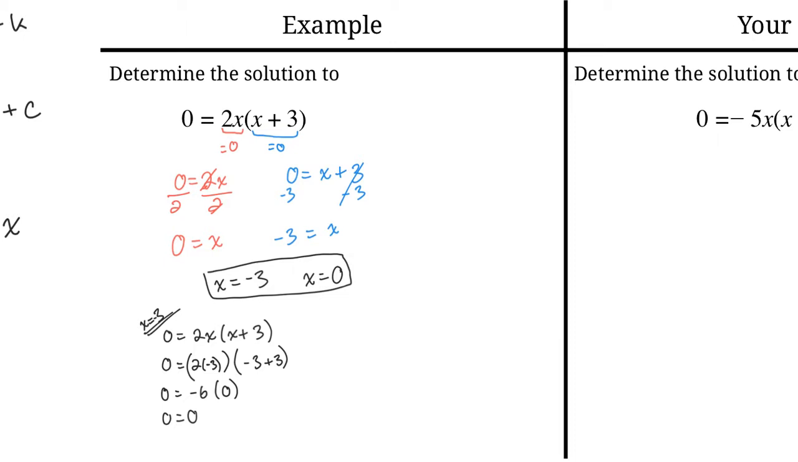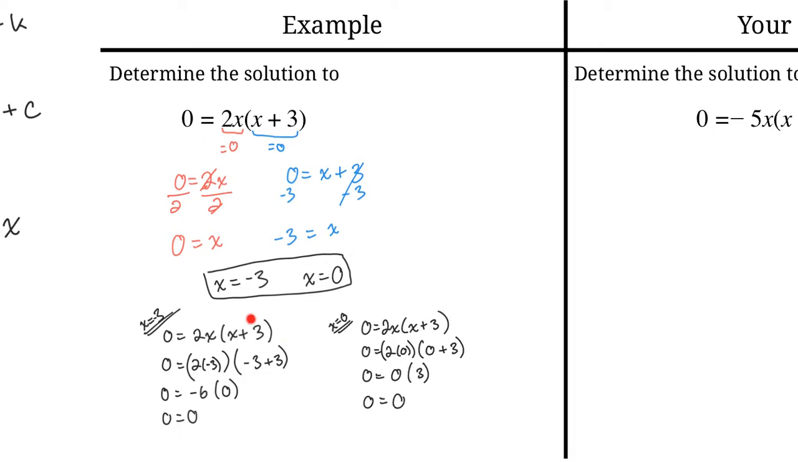Now what happens if we were to plug in this x equals 0 into our equation? So this is our original equation. If we plug in 0, it would just be 2 times 0, and then 0 plus 3. 2 times 0 is just 0, and 0 plus 3 is 3. And we know that 0 multiplied by 3 is 0.